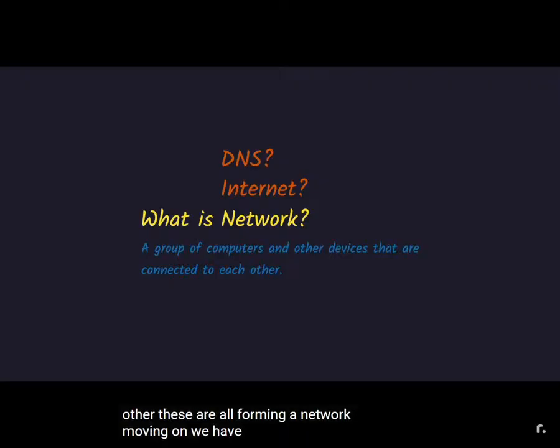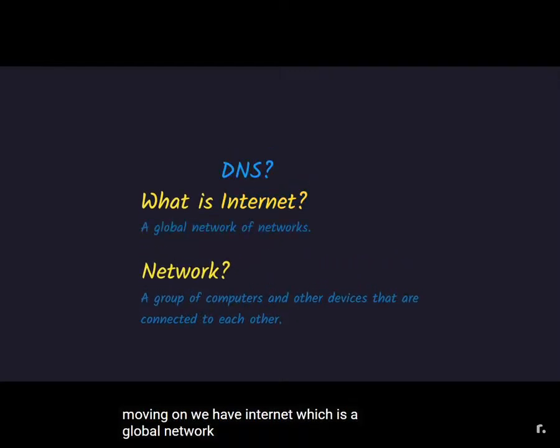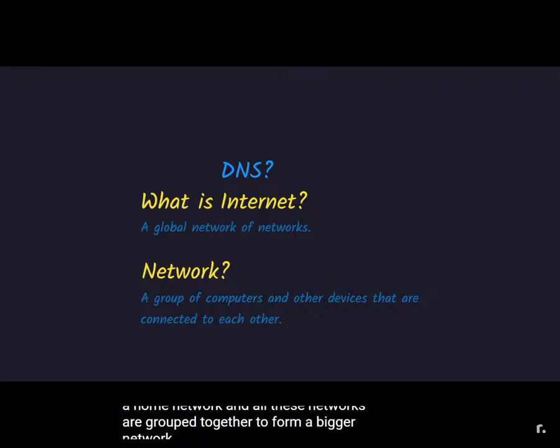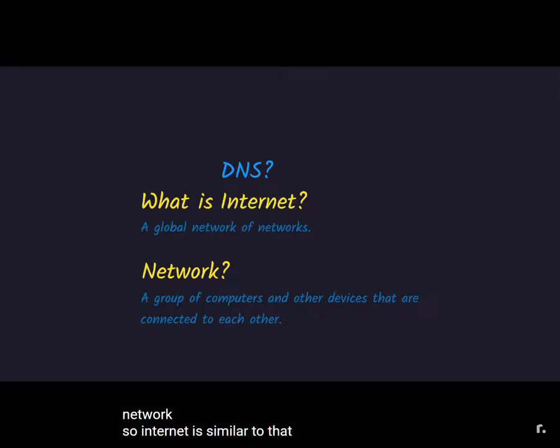Moving on, we have internet, which is a global network of networks. So for example, if you at your home have a home network and then your friend has a home network of his own, and then he has another friend which has a home network, and all these networks are grouped together to form a bigger network. So internet is similar to that, just a global network of all the networks.